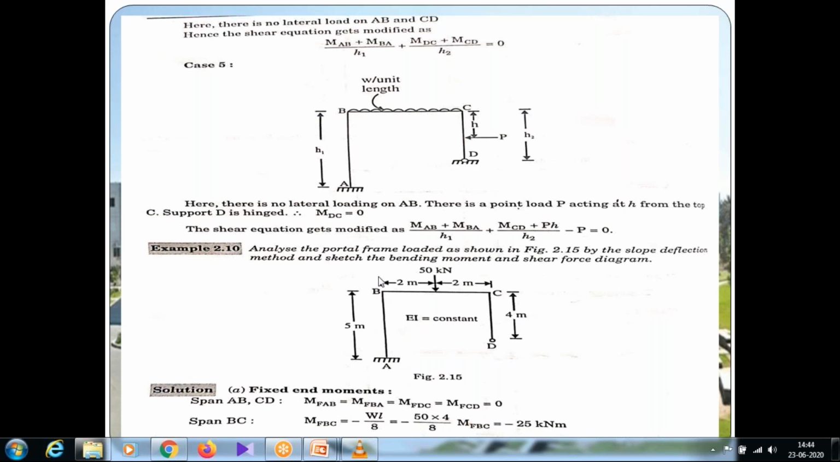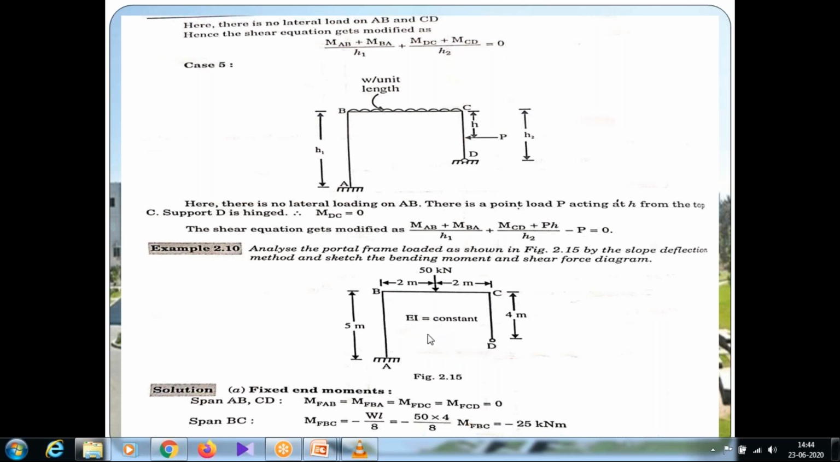Now we'll find the unknowns. Joint A is a fixed support. Whether the slope will occur here? No. It is a fixed support, which means slope will not occur, so theta A is 0. Joint B and joint C are intermediate joints, so slope will occur, so theta B and theta C will come. And joint D is a hinged support, so slope will occur at joint D also. So three unknowns so far: the first one is theta B, the second one is theta C, and the third one is theta D.